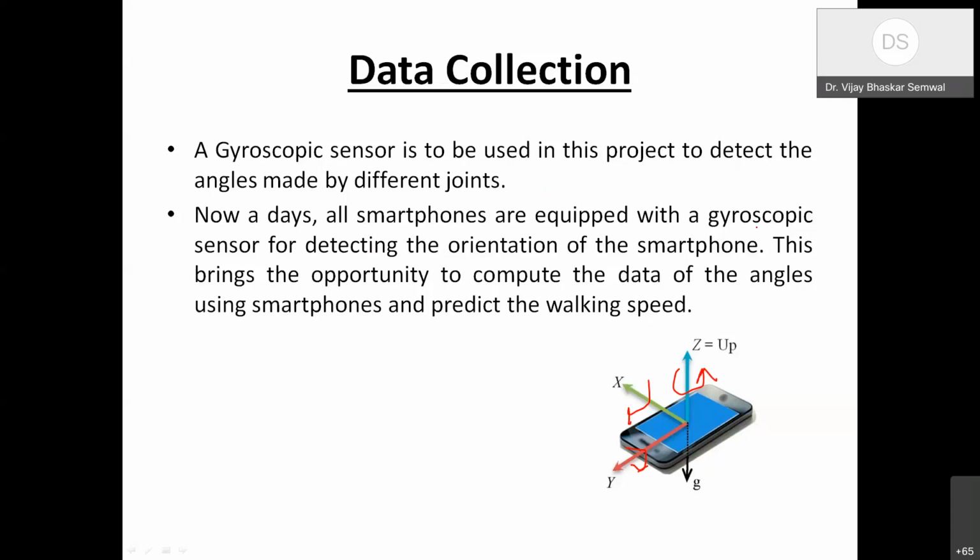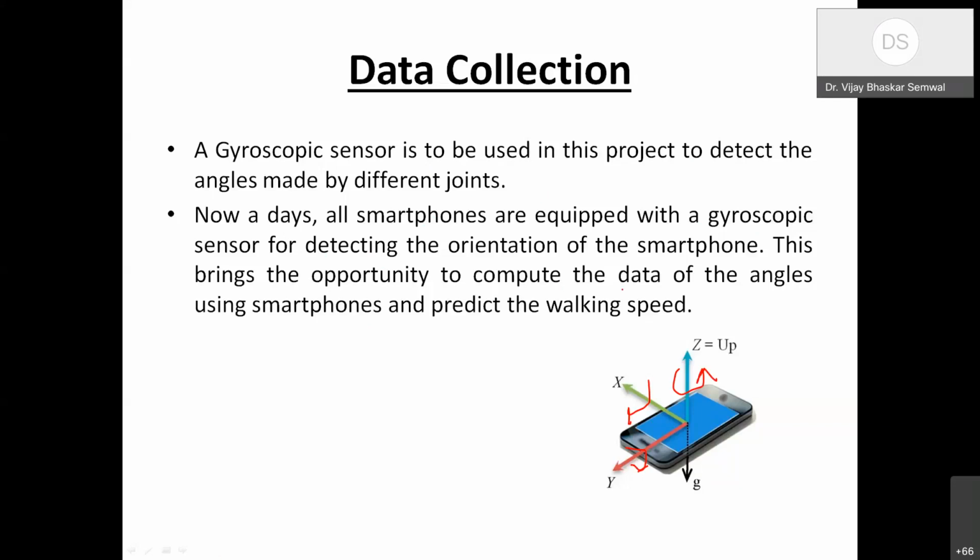All smartphones are equipped with gyroscope sensors. That's why we are using a mobile phone, and a mobile phone you can easily place in your pocket. So in this case, we don't need to wear sensors over all the different joints. You just place your mobile phone in your pocket. And these are enabled with the IMU sensor, which has an accelerometer, gyroscope, and magnetometer.